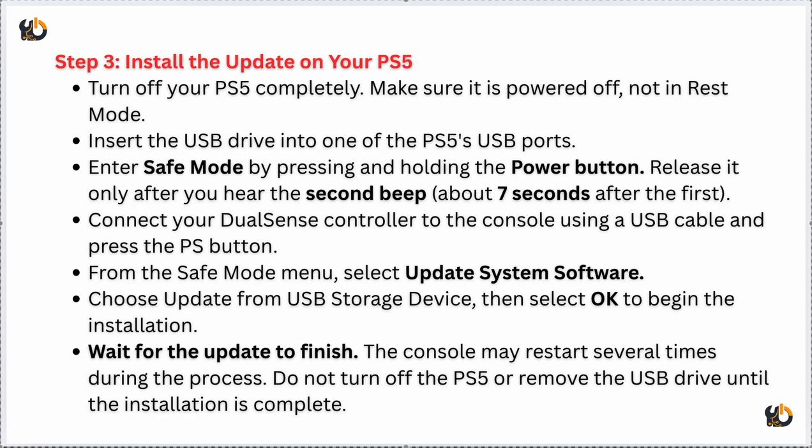Insert the USB drive into one of the PS5 USB ports and then enter safe mode by pressing and holding the power button, and release only after you hear the second beep, about 7 seconds after the first. Then connect your DualSense controller to the console using a USB cable and press the PS button.